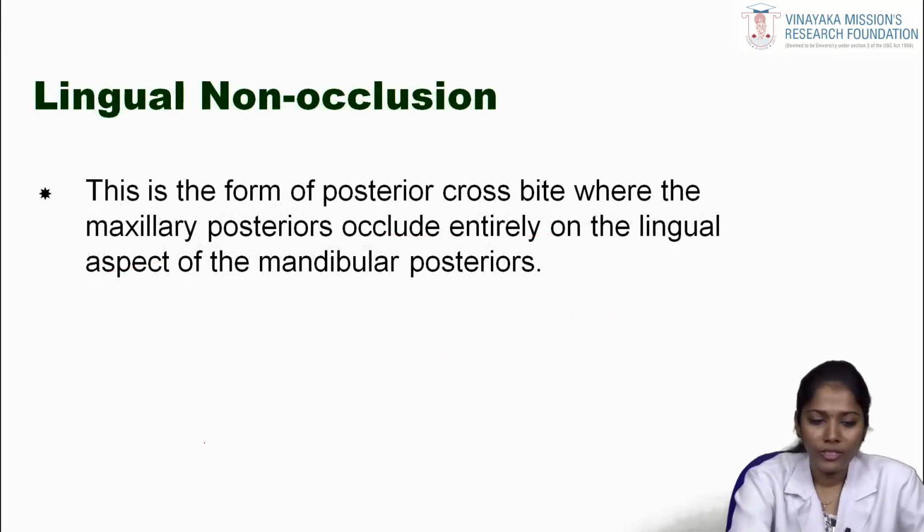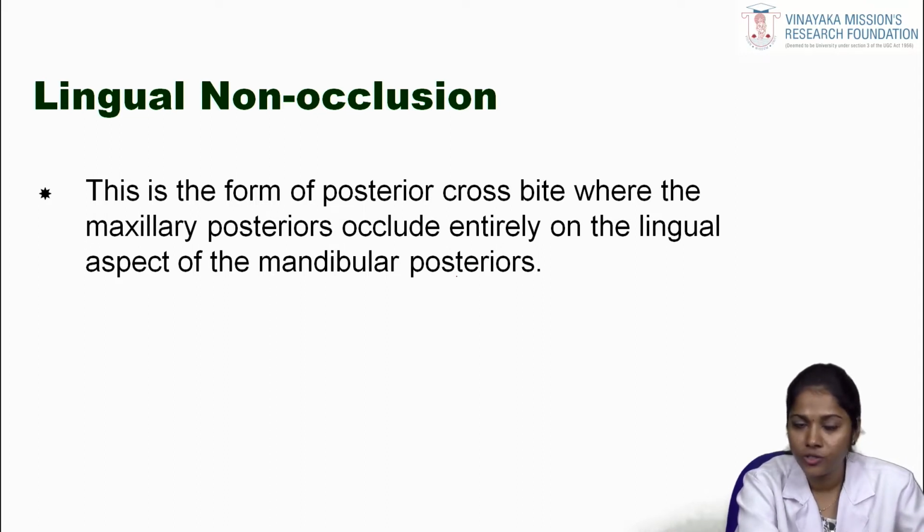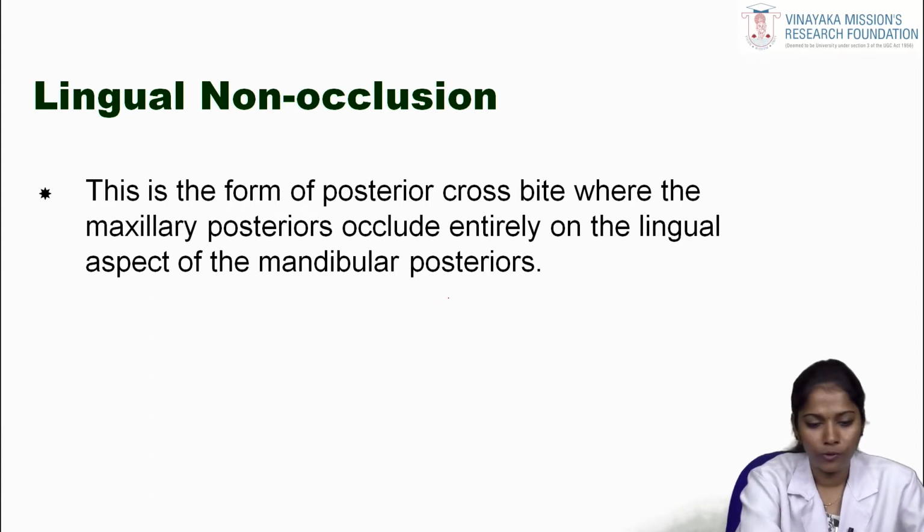The next situation is known as lingual non-occlusion. Lingual non-occlusion is a form of posterior cross bite where the maxillary posteriors occlude entirely on the lingual aspect. We can remember it like this: in buccal non-occlusion, the maxillary posteriors are totally buccal to the mandibular posteriors, whereas in lingual non-occlusion, the maxillary posteriors are totally lingual to the mandibular posteriors.